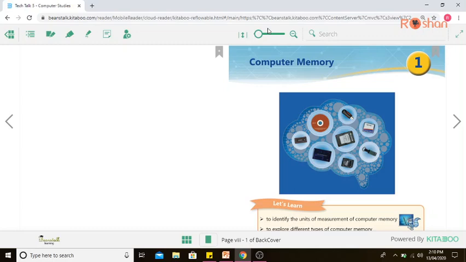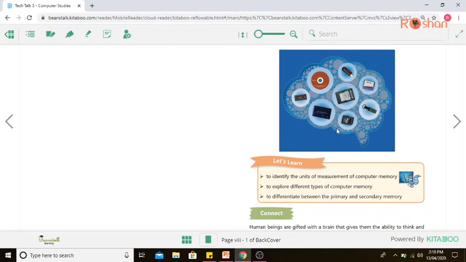In grade 5 term 1, the first chapter in computer is computer memory. In computer memory we focus on what memory is first, what the types of memory are, and what the different types of memory used in a computer are. This chapter is totally focused on the types of memories.